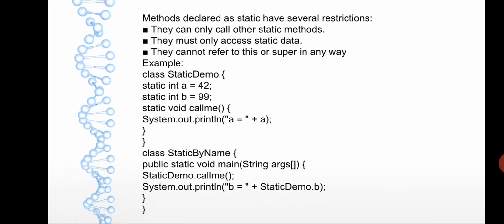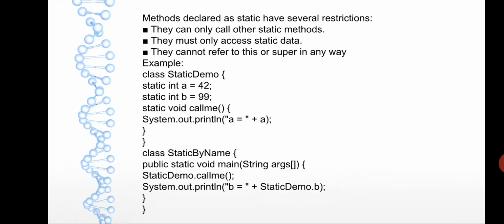Dynamic things cannot be worked out here. Now they cannot refer to this or super in any way. So you cannot go for this keyword or super keyword. I will deal with the super keyword when you go for the inheritance concept, but this keyword you already know, isn't it?